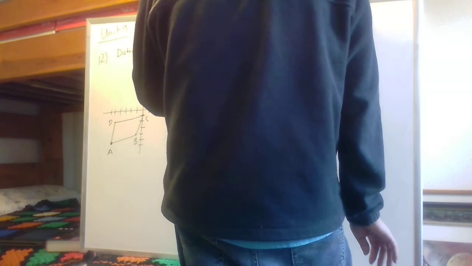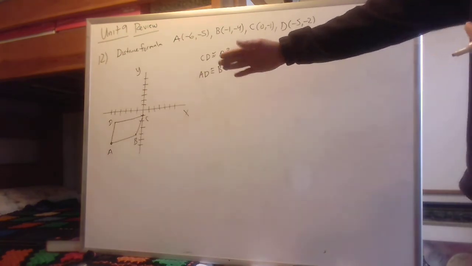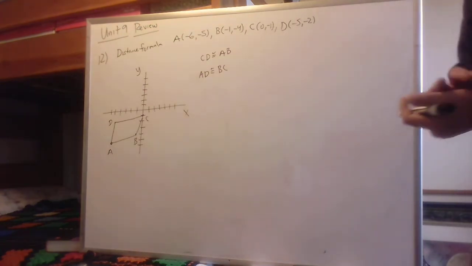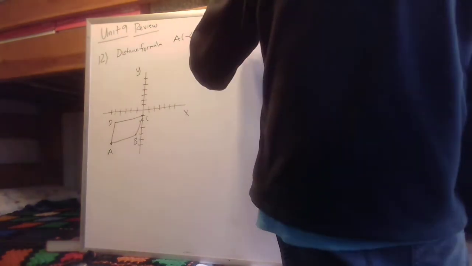So essentially, what we're going to do is use the distance formula, because we know that the opposite sides should be congruent if it is a parallelogram. So that means that CD has to be congruent to AB, and AD has to be congruent to BC in order for this quadrilateral to be classified as a parallelogram. So we're going to use the distance formula.